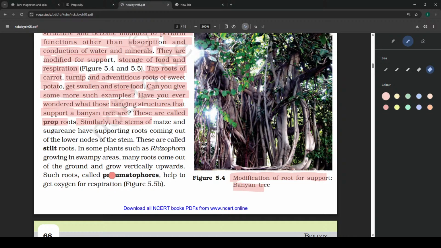In other cases, that is in the stem of maize and in sugarcane, these also have supporting roots, not as big as the banyan tree, but they also have some supporting structures near the base of the plant coming out from the lower nodes of the stem. These are called stilt roots. In case of banyan tree, the supporting adventitious roots are called prop roots. In case of sugarcane or maize, these supporting roots are called stilt roots.